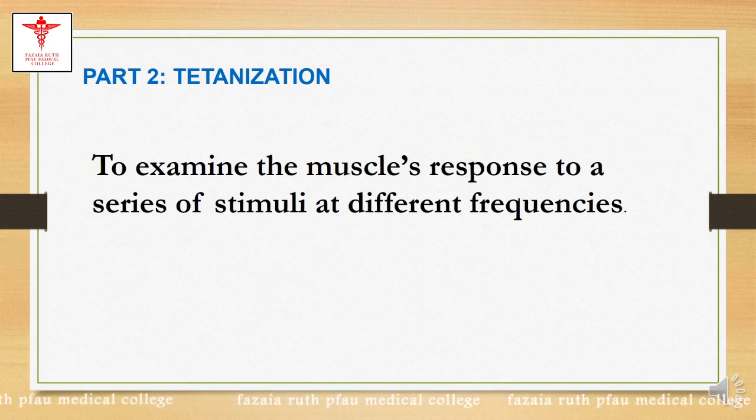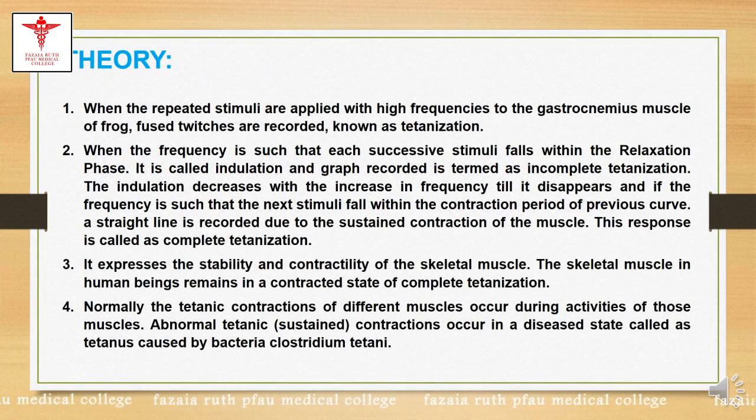Tetanization: to examine the muscle's response to a series of stimuli at different frequencies. When repeated stimuli are applied at high frequencies to the gastrocnemius muscle of a frog, fused twitches are recorded, known as tetanization. When the frequency is such that each successive stimulus falls within the relaxation phase, it is called undulation, and the graph recorded is termed incomplete tetanization.